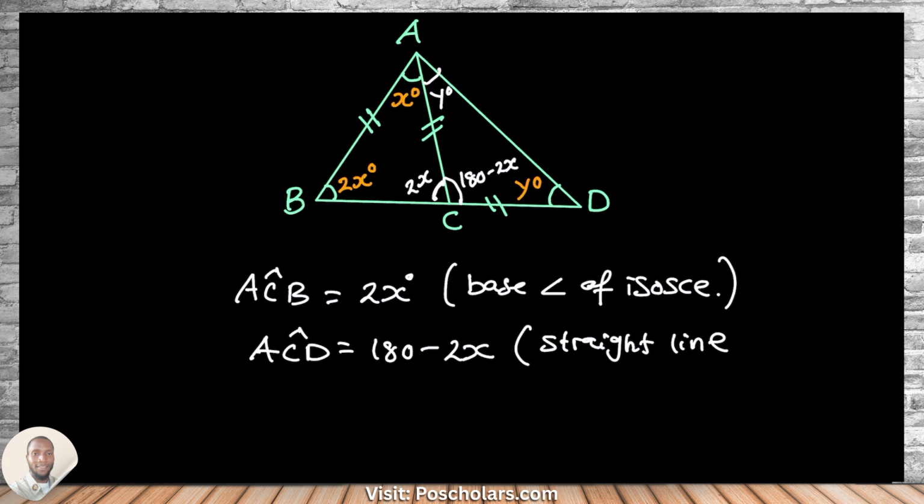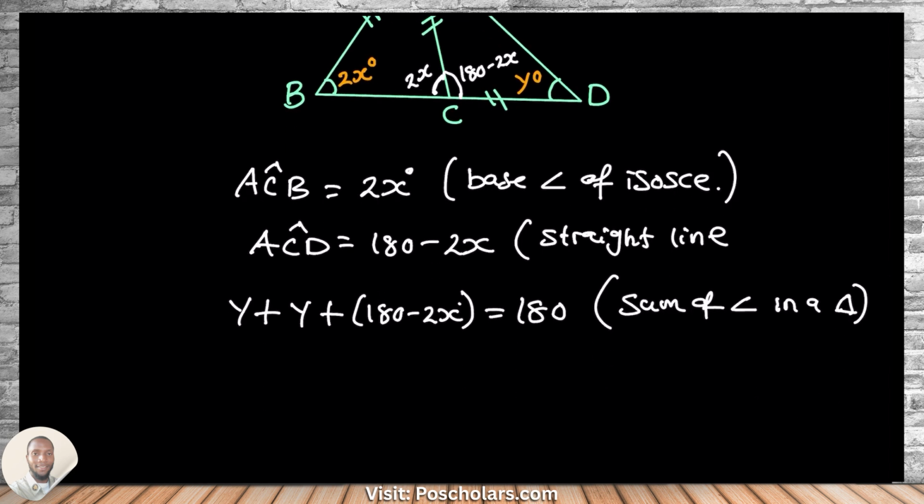So we can insert our y, right? Now what we do next is we sum up these angles and equate it to 180, because the sum of angles in the triangle is 180. So we start by saying y plus y again, plus the last angle, which is 180 minus 2x, equals 180 degrees. What's the reason? Sum of angles in the triangle, right? We continue by saying y plus y gives 2y plus 180 minus 2x. We are just removing the bracket, equals 180, right?